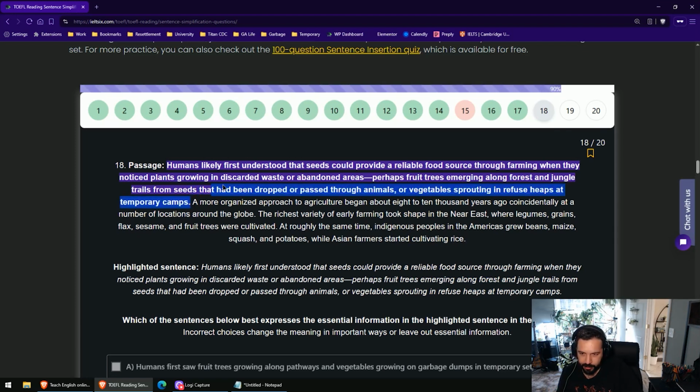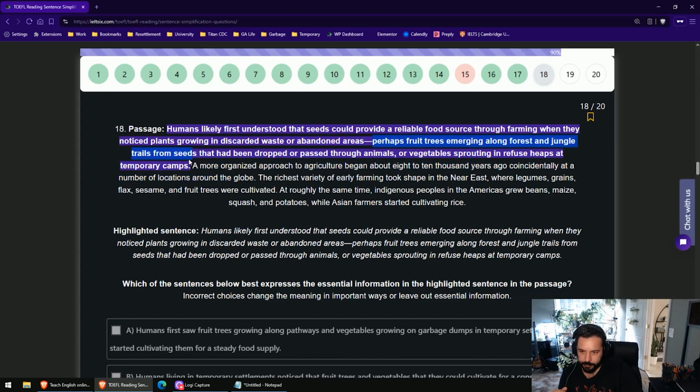Lots of examples. Let's forget about the examples and just see what we are talking about. All of this is just different examples of what we just said. So let's focus on this one. Humans probably first realized that they can have a good, reliable, dependable food source through farming when they saw some plants growing in discarded waste, so garbage, and in abandoned areas. And then lots of examples.